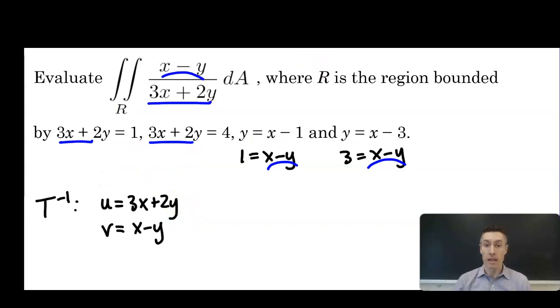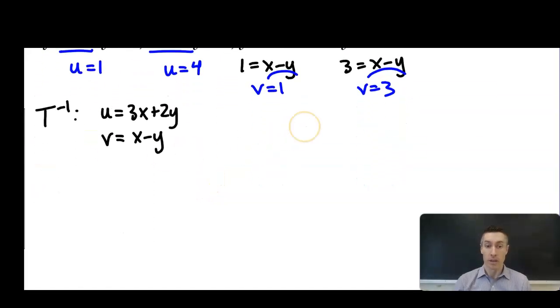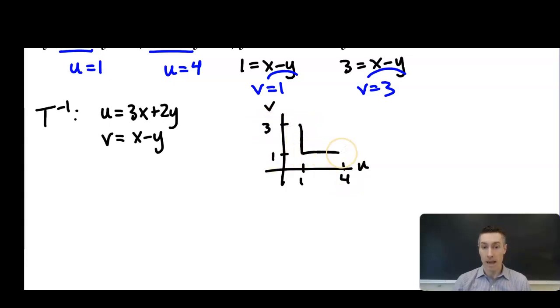So converting the sides, well then we have u equals 1, u equals 4, and then v equals 1, and v equals 3. So figuring out what this region looks like in the UV plane under this inverse transformation is actually easier than the way it was working previously. So we have on the UV plane, u is going from 1 to 4, v is going from 1 to 3, and we have a rectangular region, S, that we're integrating over.